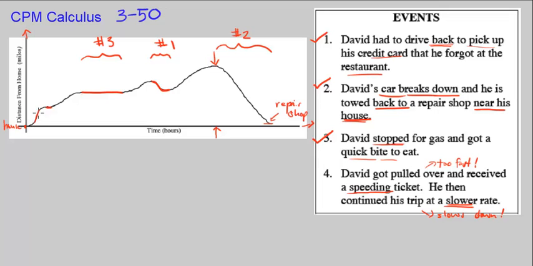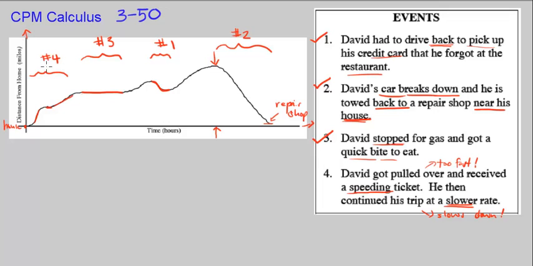His rate, he's going pretty fast here, right? It's a constant speed here, but his distance is growing pretty quickly, and then it grows slower. So I'm going to guess this is where he's going fast, right? Zoom. And then here's where he gets pulled over, and then he slows down. Okay, so this right here is event number 4.